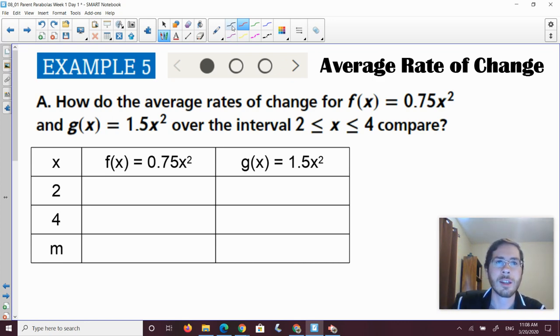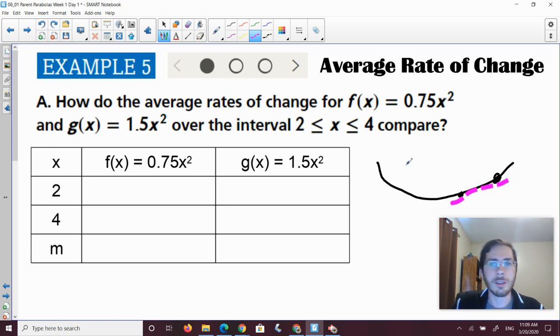So in the example that we got here, like if we looked at this 0.75x squared, I'm going to draw it really wide, even though it's not that wide. But we want to find the rate of change from when x is 2 to x is 4. So it's kind of like we're trying to draw a line between these ones. It's not a very good line. I want a different line. Where's the line tool at? There we go.